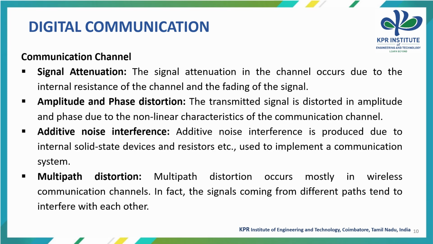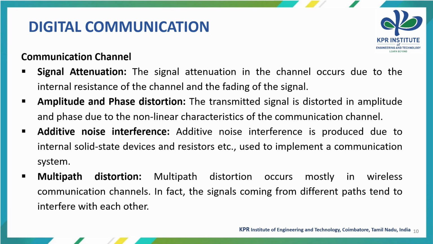Let us see a few issues of the communication channel. First, signal attenuation. The signal attenuation in the channel occurs due to the internal resistance of the channel and fading of the signal. Next is amplitude and phase distortion. The transmitted signal is distorted in amplitude and phase, which may occur due to nonlinear characteristics of the communication channel. Additive noise interference. The additive noise interference is produced due to the internal solid state devices and resistors, etc., which are used to implement a communication system.